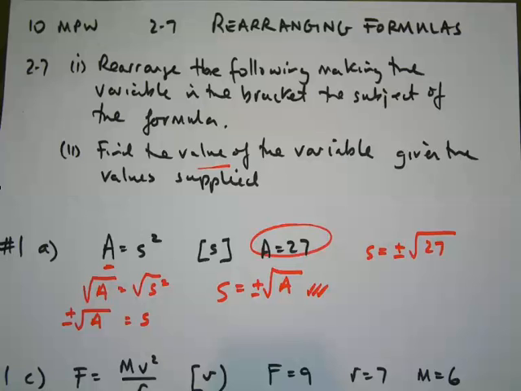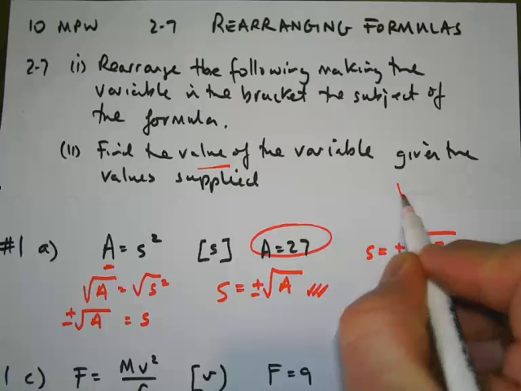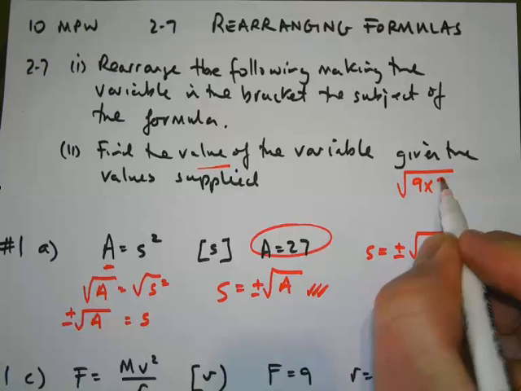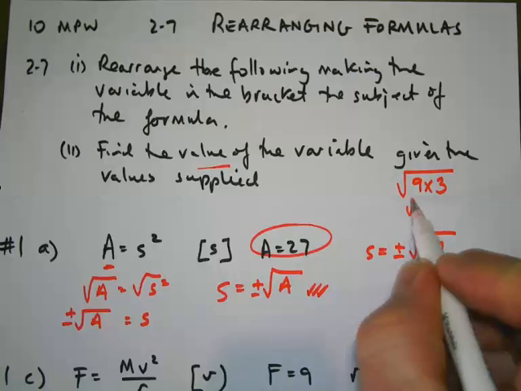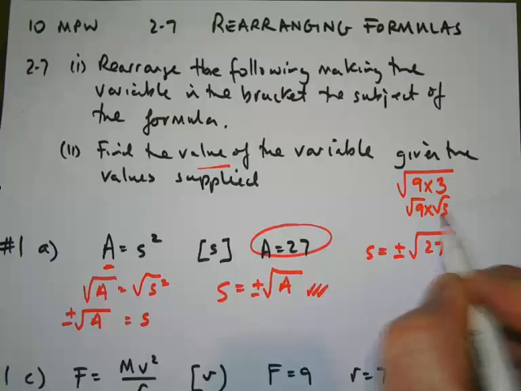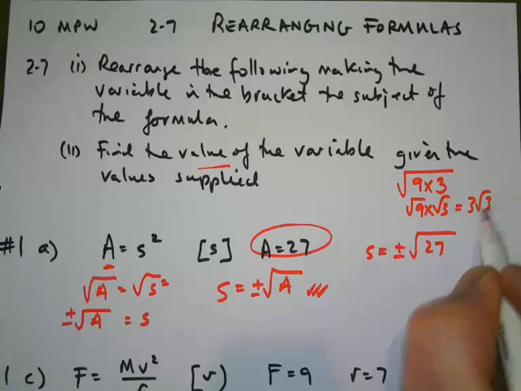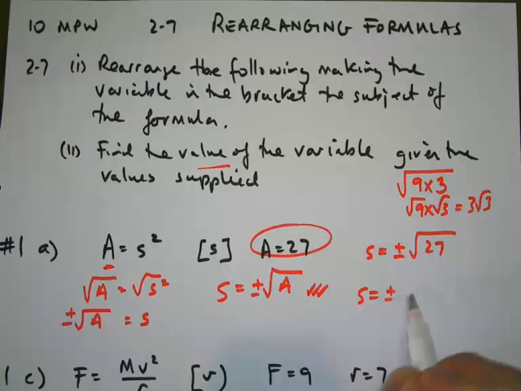The square root of 27 contains a perfect square. It's 9 times 3, and I can take the square root of 9. So I can rewrite that as the square root of 9 times 3, which is the square root of 9 times the square root of 3, which is 3 root 3. So s equals plus or minus 3 root 3 is the more simplified answer than the square root of 27.